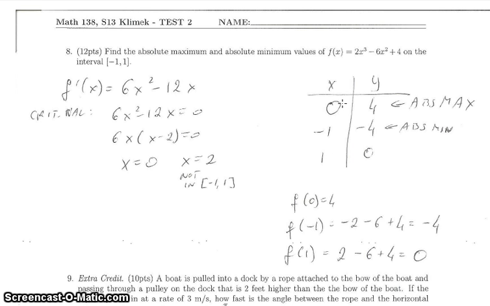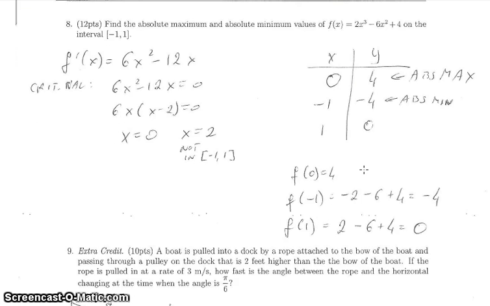So I get the y-coordinate of 0 is 4, the y-coordinate of -1 is -4, and the y-coordinate of 1 is 0, and I find these y-coordinates here. Remember that in order to find the y-coordinate, you plug it back into the original function, not into the derivative. The largest value is 4, which means that your absolute maximum is 4. It occurs at x equals 0. The absolute minimum is -4. It occurs at x equals -1.